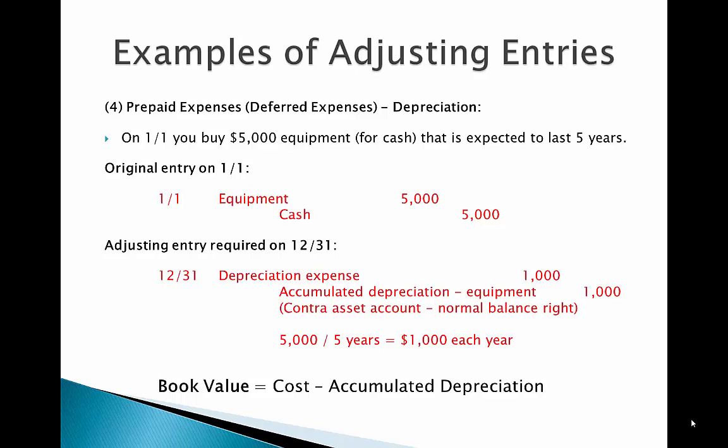The adjusting entry on 12/31 is to debit depreciation expense for that equipment, $1,000, and credit accumulated depreciation, equipment, $1,000. And the book value of that equipment would be the cost minus accumulated depreciation.